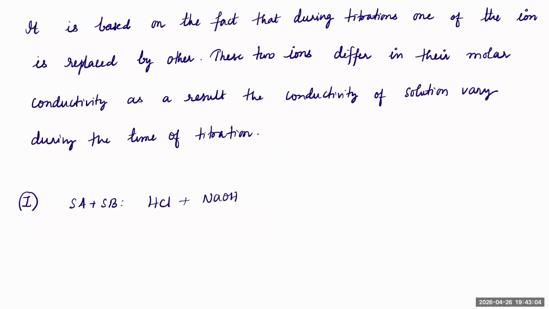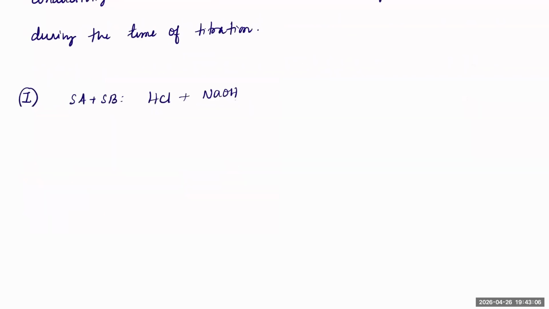Right? So now notice this one. First thing we learn is about strong acid and strong base titration. How does it vary? Okay. So how do we need to understand graphically what might be happening here?